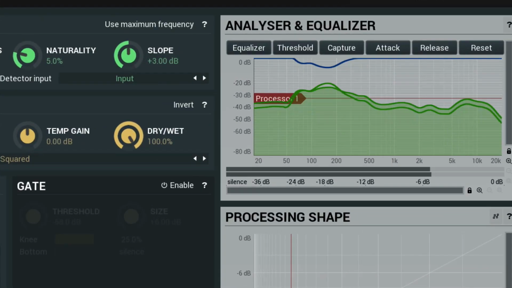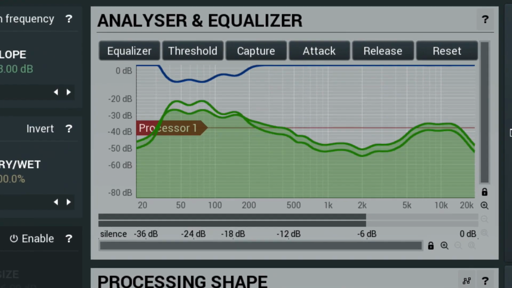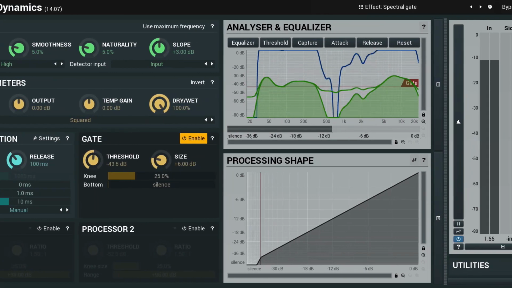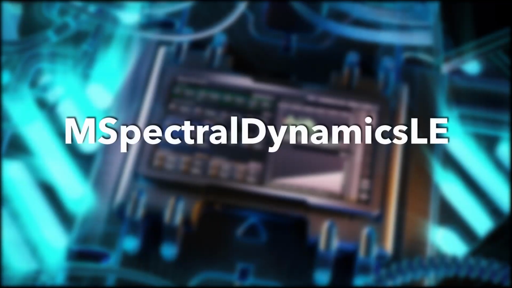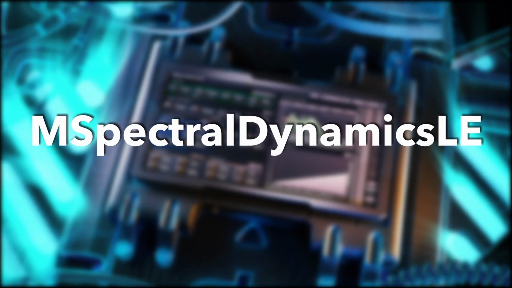Melder Production's MSpectralDynamics is a powerful, state-of-the-art alternative to traditional multi-band dynamics processors. Its super deep edit mode gives access to a huge number of detailed parameters, enabling all kinds of engineering magic to be performed. When you don't need such extensive customization, however, get MSpectralDynamicsLE.